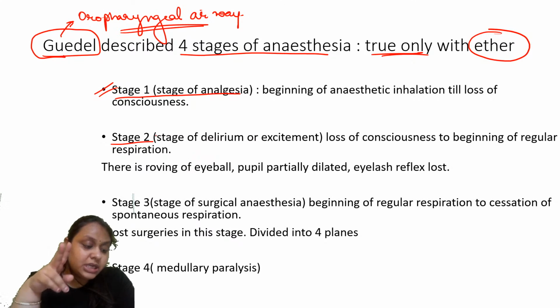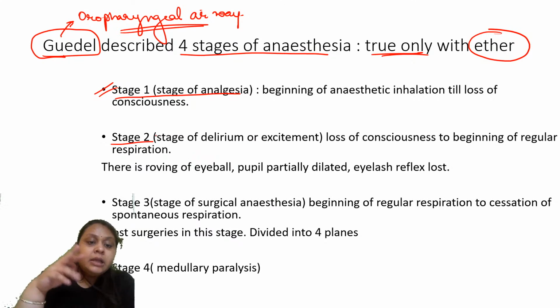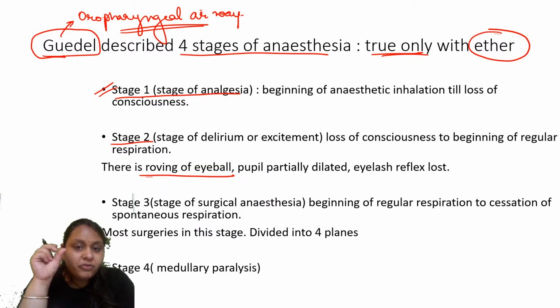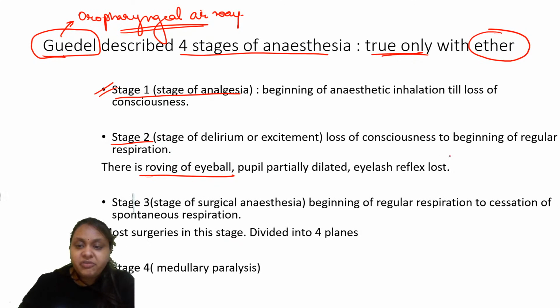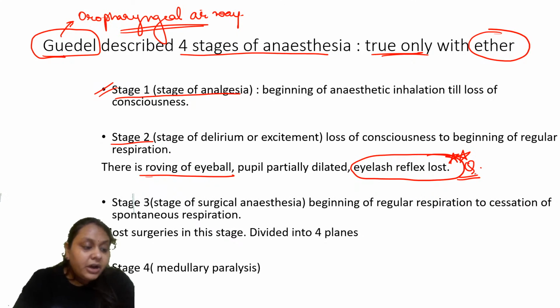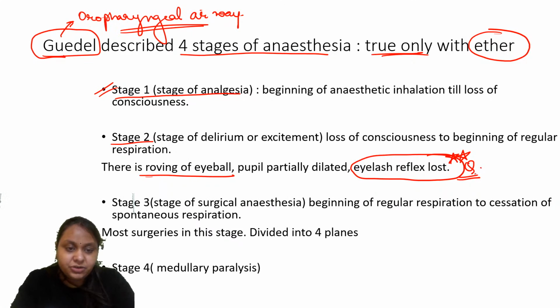और इसमें 2 चीजें और याद रखनी है. That is in the stage 2 there is roving of the eyeball, ऐसे मूव रोव करने लगेगी, प्यूपिलरी का partial dilation हो जाएगा. And remember the first reflex to be lost is the eyelash reflex. Remember, this is the question asked. The first reflex, सबसे पहला reflex to be lost is the eyelash reflex.